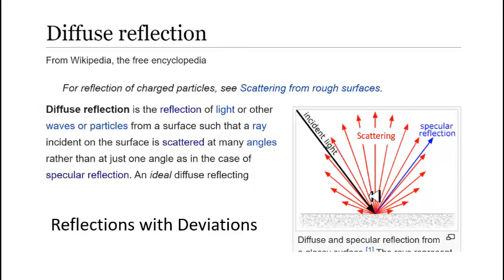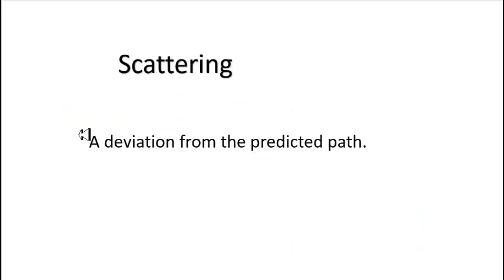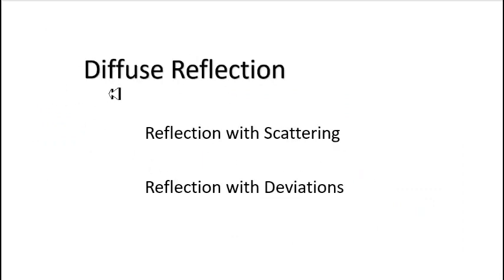So here's the incident ray, and here's the specular reflection, the ideal predicted path, and scattering is the deviation from the predicted path. Okay, scattering is a deviation from the predicted path. Diffuse reflection is reflection with scattering, or you could equally say reflection with deviations. Okay, so I could remove the term scattering from the language.